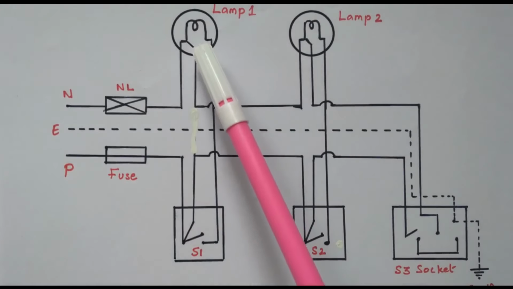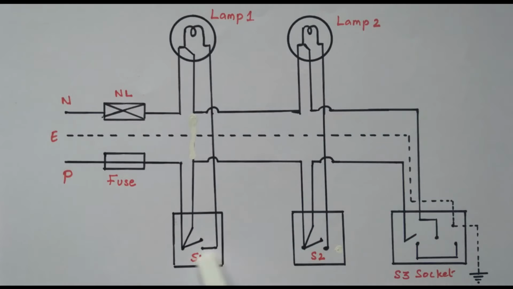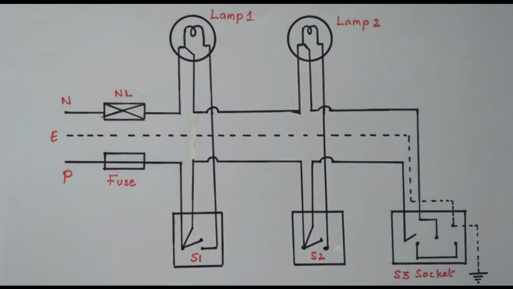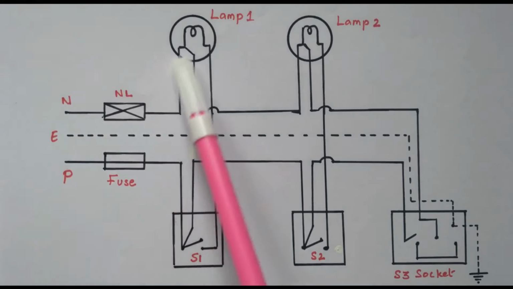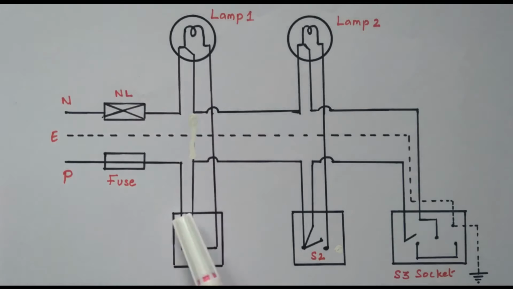This is lamp 1, and lamp 2. Lamp 1 is controlled by switch S1. Lamp 2 is controlled by switch S2. Here we have one plug point, a socket. So there are three equipments: lamp 1, lamp 2 and one plug point. Then how to connect? The phase is connected through the switches. The neutral is connected directly. Always the neutral is connected directly, and the phase will be controlled.